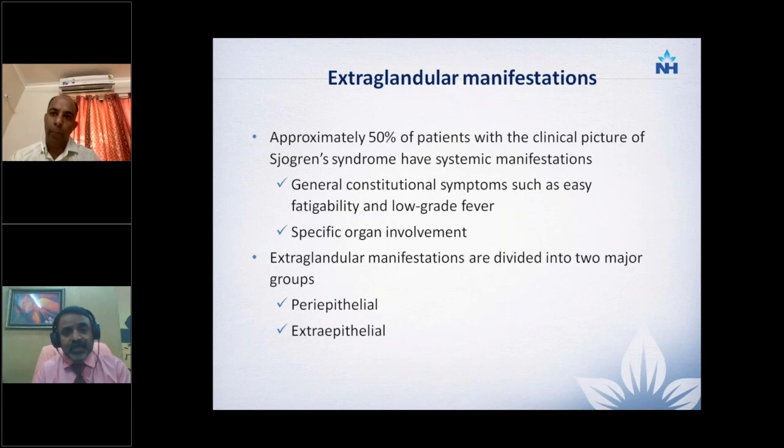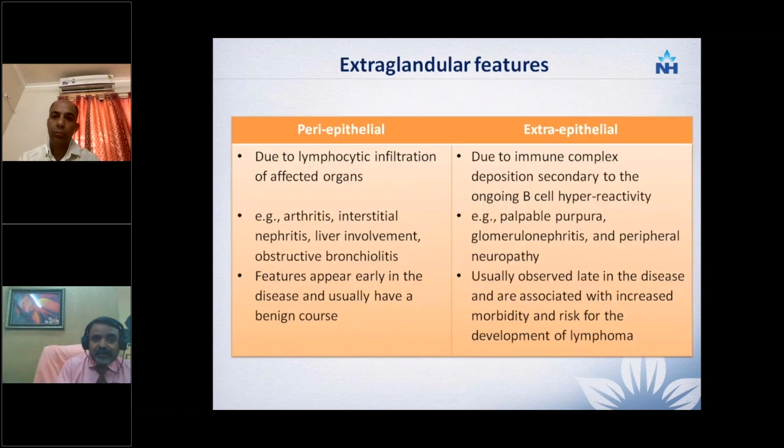So coming to the extraglandular manifestations, these manifestations are present in 50% of the patients and usually come in the form of systemic features like fatigability and low grade fever, and in the form of specific organ involvement like periepithelial involvement or extraepithelial involvement. So periepithelial involvement would be lymphocytic infiltration of the affected organ, like arthritis, interstitial nephritis, liver involvement, or obstructive bronchiolitis. And these features appear early in the disease and usually have a benign course.